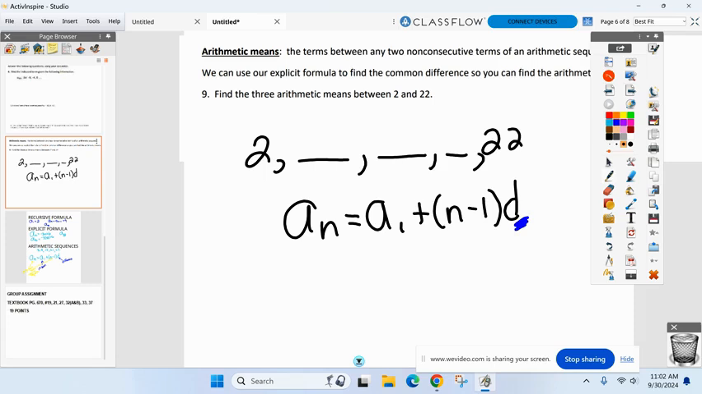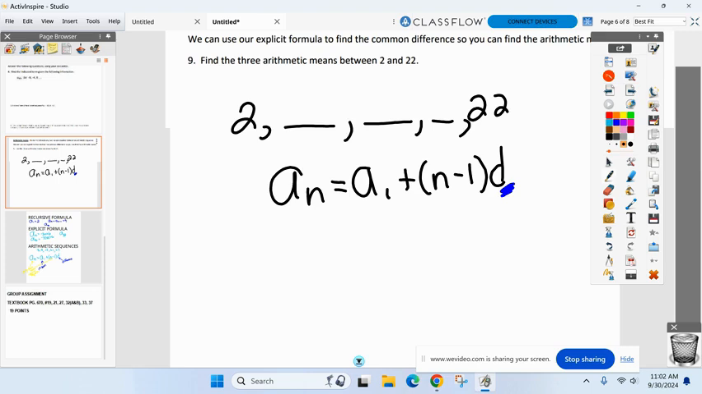Let's see how good we are here. I just wrote it up here: A sub n, any term but the first. 22. Pop it in, Tyler. 22, any term but the first, equals A1, which is 2, the first term, plus, and I'm going to keep stressing this, this n is that term's position in the sequence.